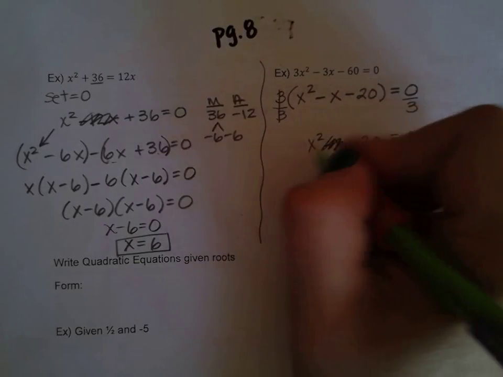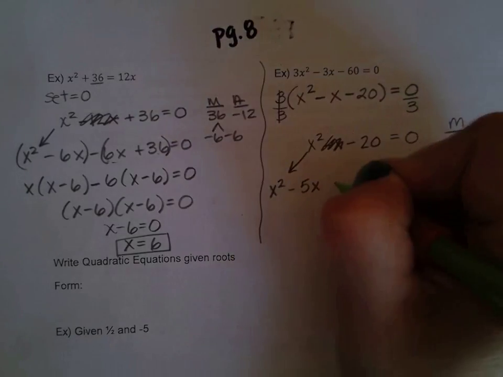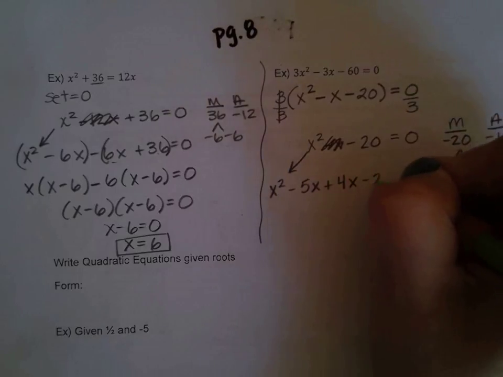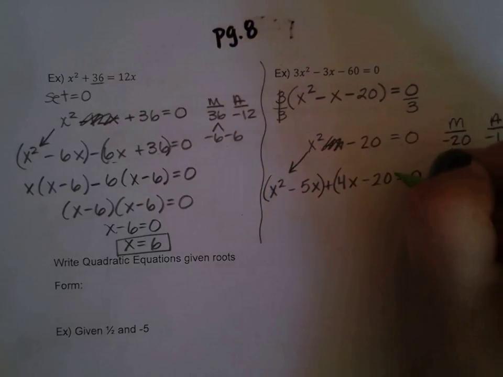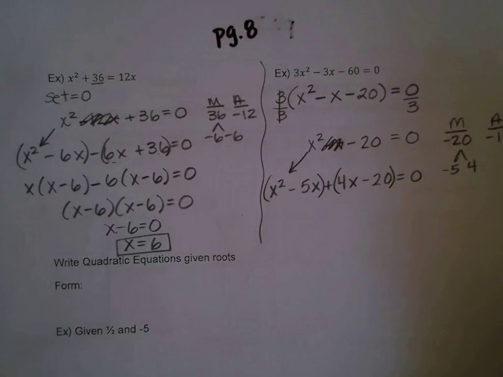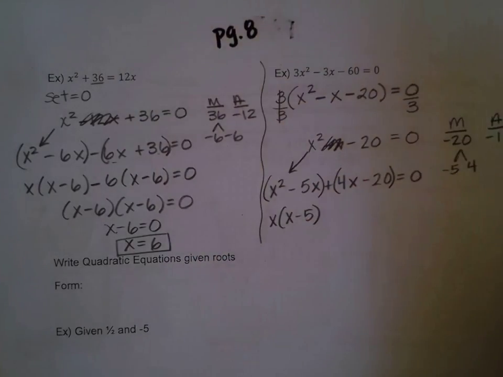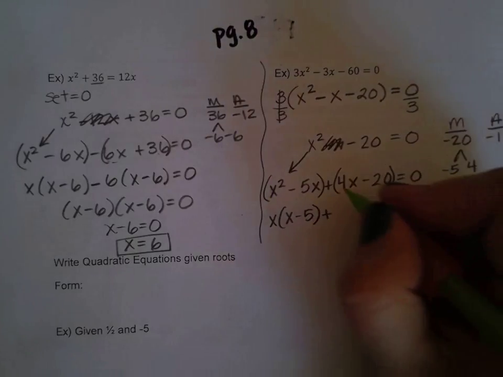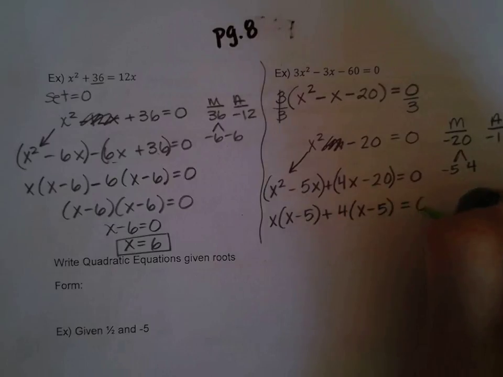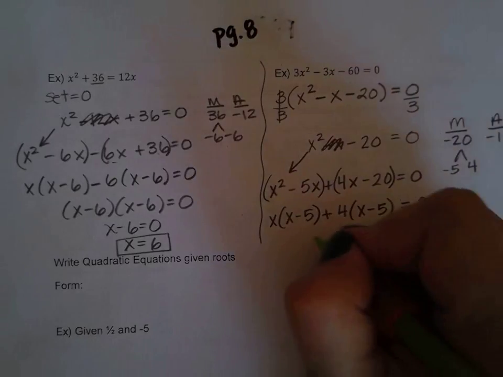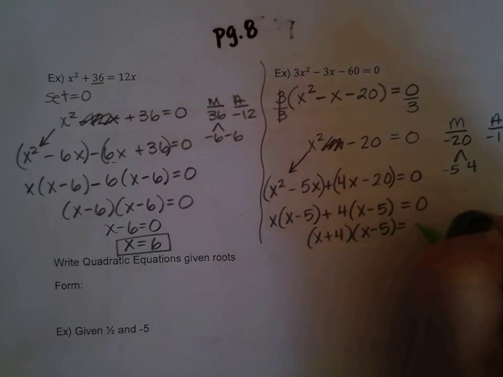So we're going to cross this out. I'm going to recopy this. x squared minus 5x plus 4x minus 20 equals 0. So we're going to put these two together, take out a GCF. So x, you're left with x minus 5. Bring down the plus sign, take out a 4. x minus 5 equals 0. So this is x plus 4 times x minus 5 equals 0.